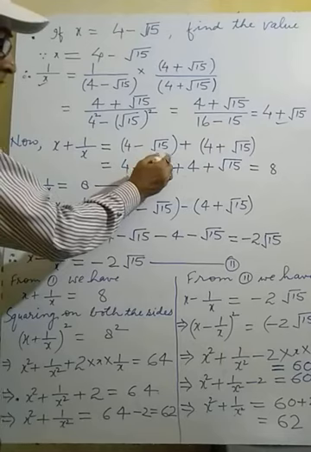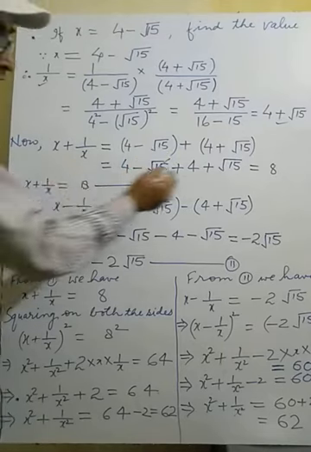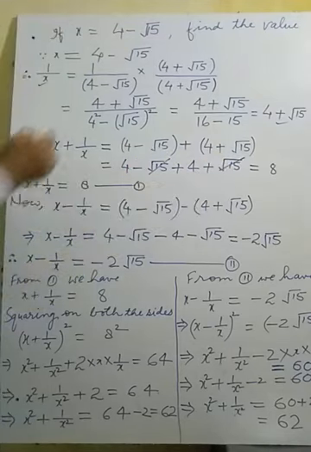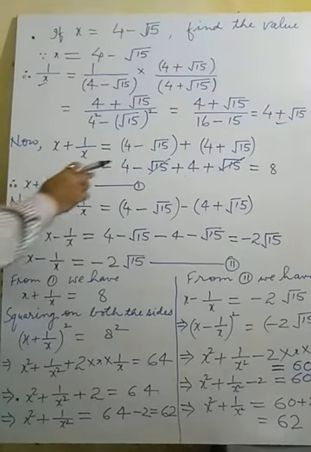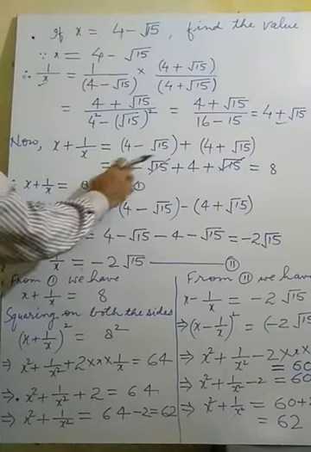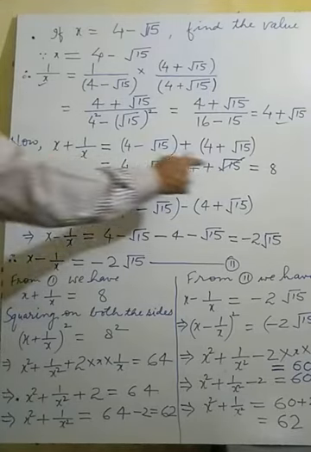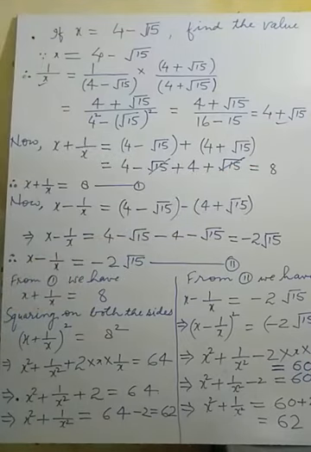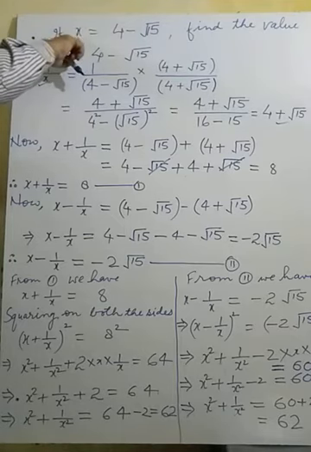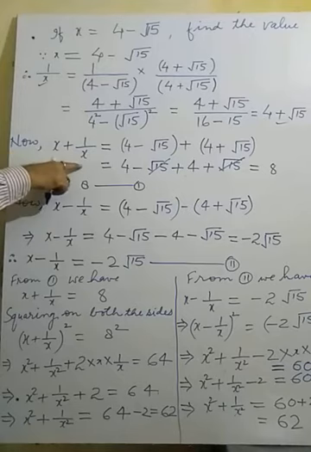Now this minus under root 15 will cancel to plus under root 15. Same thing plus, same thing minus. It will be cancelled here. If both are cancelled, what is remaining? 4 here and 4 here. So 4 plus 4 becomes 8. It means what? X plus 1 upon x equals 8. Now we have calculated the value of x plus 1 upon x. Sometimes it is given x and we have to find value of x plus 1 upon x. So we have to adopt this method.